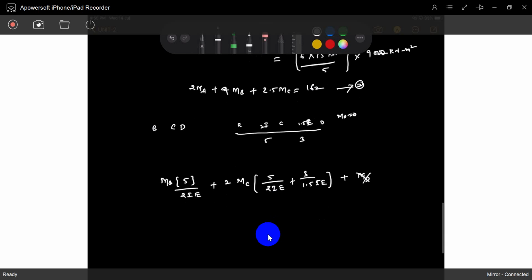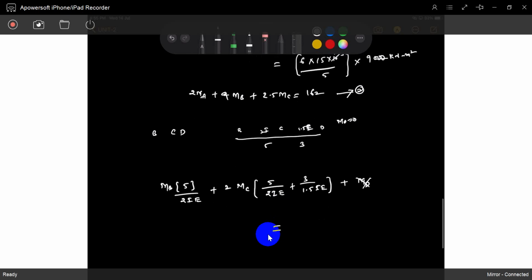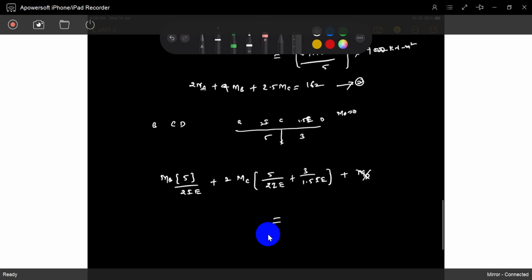So if you see, C is sinking. Understood? C is sinking, not B. C is sinking means what do you get? It will go down. D is a hinge joint, na? So no need of getting a moment. We included it in MD is 0, so we have to write it. So D is 0.